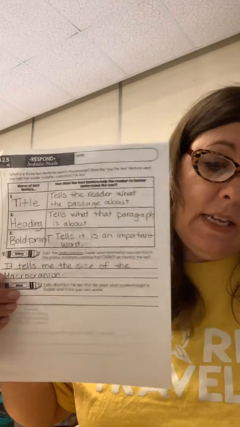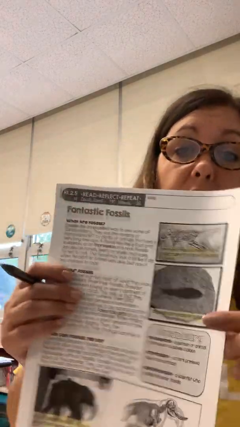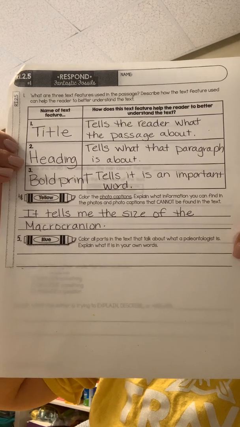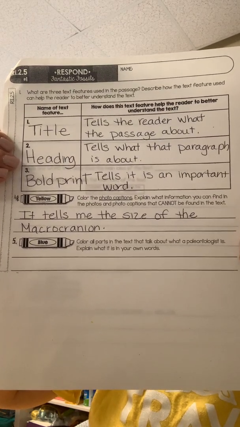So when I go back to answer question number 4, I'm going to put, it tells me the size of, and I'm going to use my passage to make sure I copy this dinosaur's name right. I put, it tells me the size of the microcranium. But you could say that it also showed you the impression of a shark or any information you had down here. So you could choose to write something different, or you could choose to write something similar to what I did.